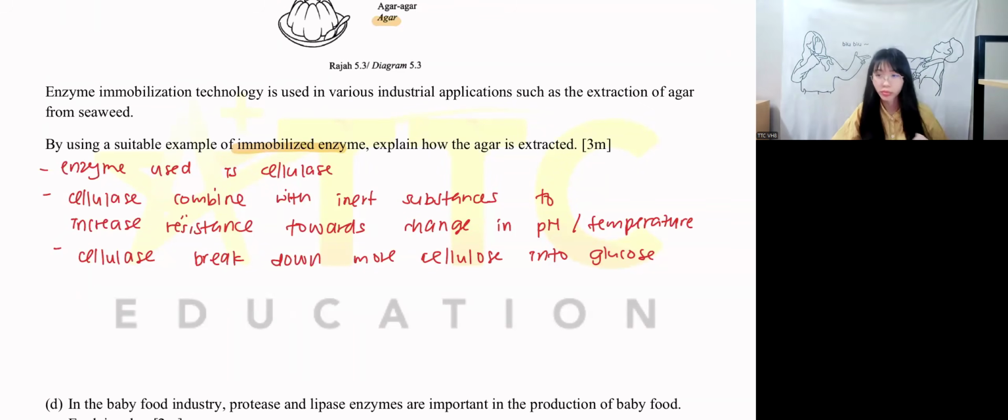So next time you want to just take a smart guess, smart guess plant, write the word cellulase enzyme. All immobilized enzyme technology uses inert substances. Yes, all, everything. We have to add with inert substances.